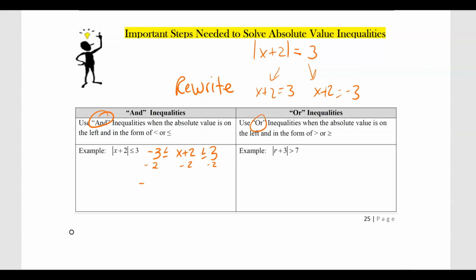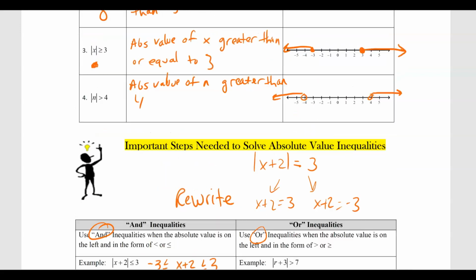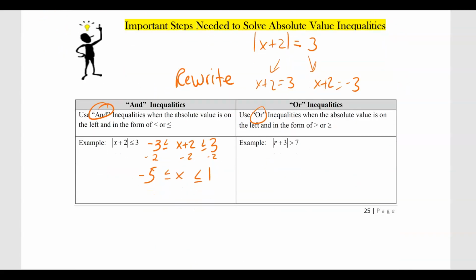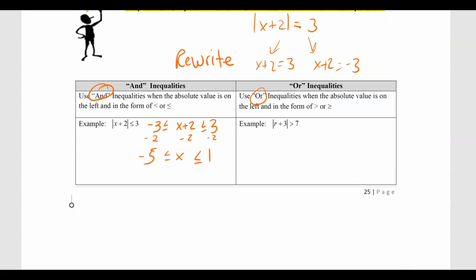And when I solve that, I get, when I subtracted 2 from each side, -5 less than or equal to x less than or equal to 1. So these get a little trickier. When we did our examples up here, it was always the same number on each side. You'd have a 5 and a -5, a 3 and a -3. Down here, when we start putting problems inside the absolute value, it changes your answers.